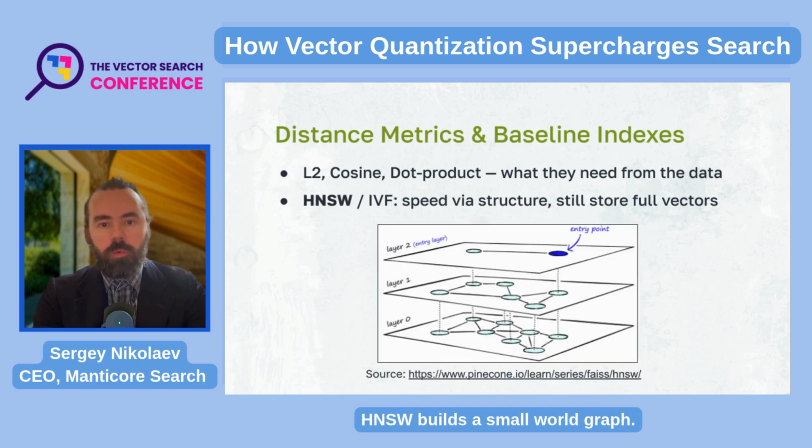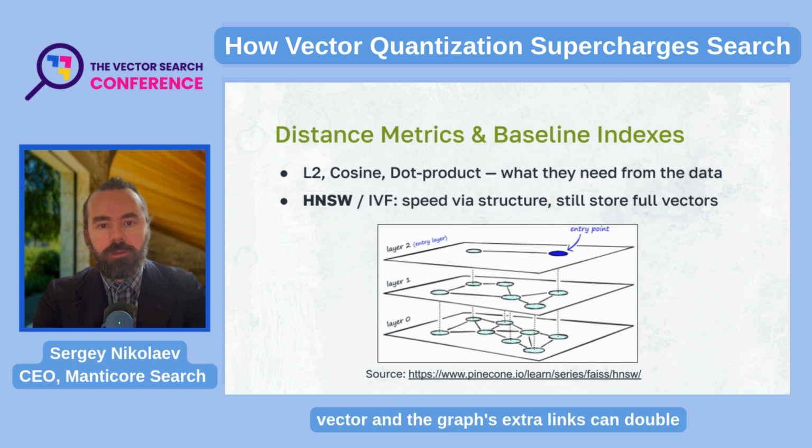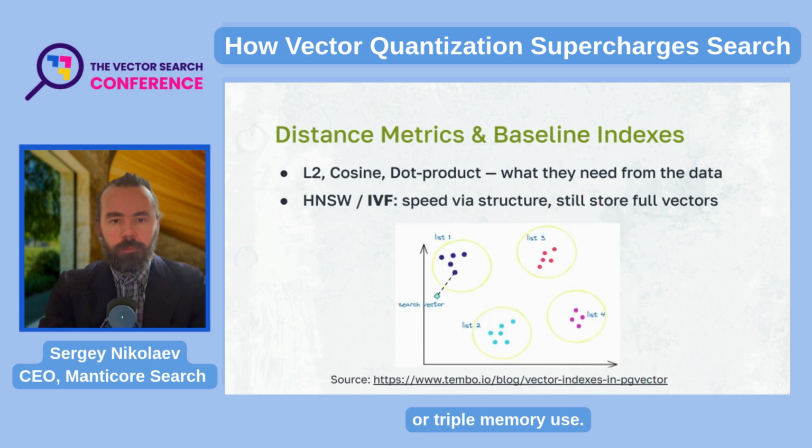HNSW builds a small world graph. At query time, we hop from a high-level entry down to neighboring nodes, stopping after a few hundred distance checks instead of billions. That's great for latency, but each hop still fetches the full 32-bit vector, and the graph's extra links can double or triple memory use.